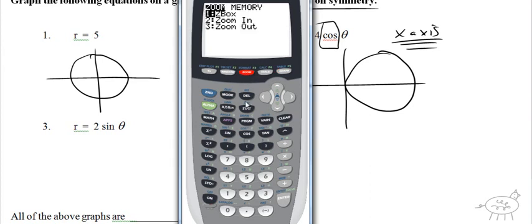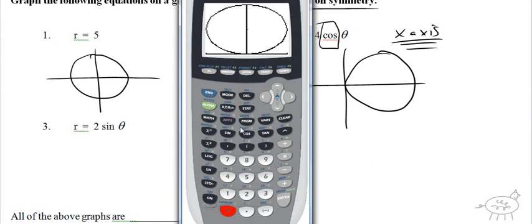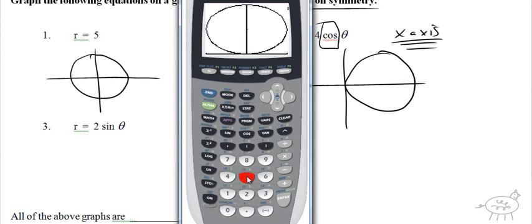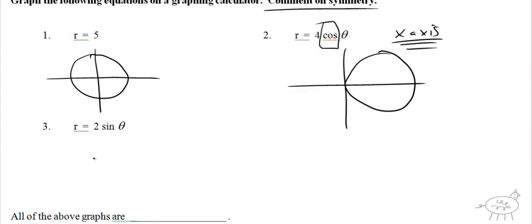So what I would do is, again, you can do zoom standard, zoom 6, and that puts it more in the middle. But boy, again, it's really small. So let's do zoom fit. Okay, again, another ellipse. I don't know if that's really the right look here. So if I do zoom square, which is zoom 5, it actually puts it into what it's supposed to look like. Okay, so that's a circle above the x-axis, and the y-axis cuts it in half. So this one looks kind of like this.